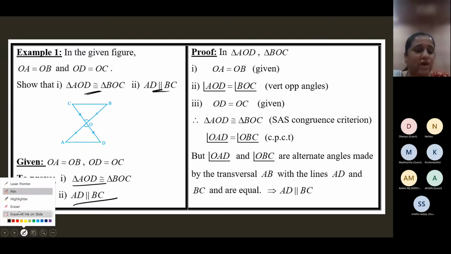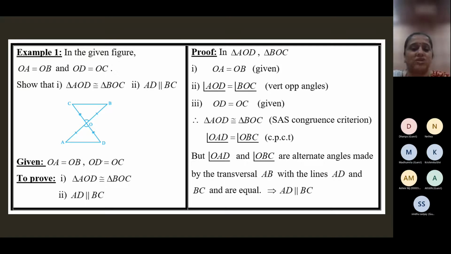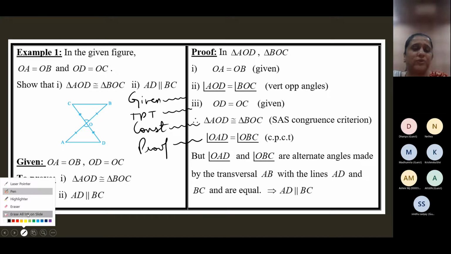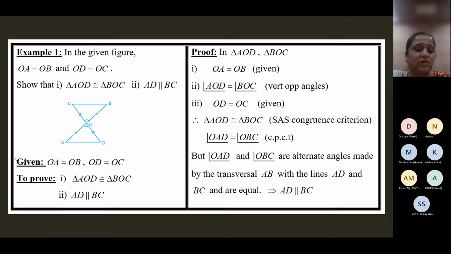Now the proof. If you have any construction, you'll have to write the construction. So that's the order: Given, To prove that, Construction, and Proof. You'll have to first write what is given, then what is to be proved, construction if any, and then the proof. So here we don't need any construction. So Given, To prove that, and the Proof.